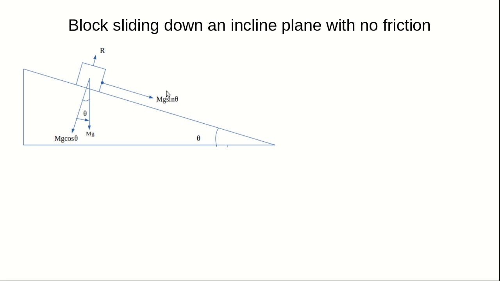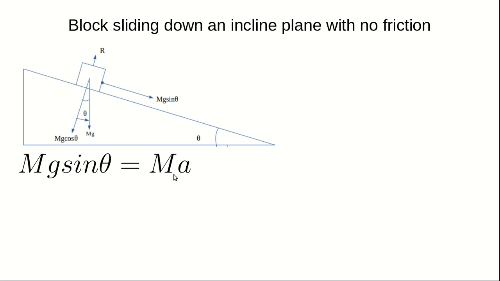If we resolve the forces along the x-axis and along the y-axis, we see the forces that are responsible for the block to move down along the x-axis. The first equation is mg sin theta equal to ma. The only force acting on this system along this plane is mg sin theta, so mg sin theta must be equal to mass times the acceleration, right?